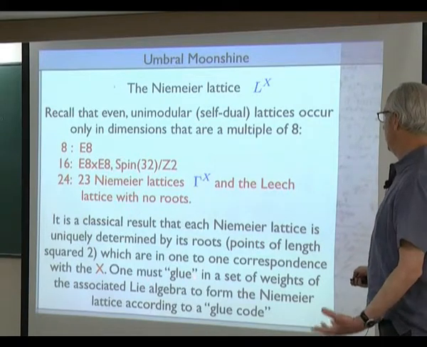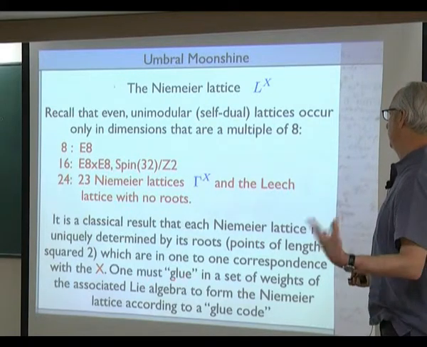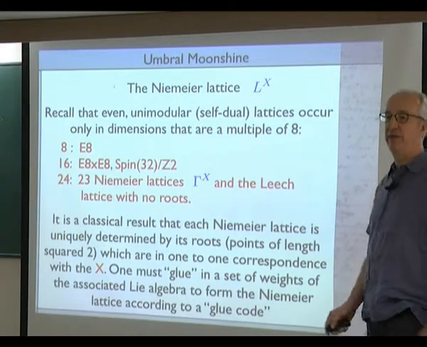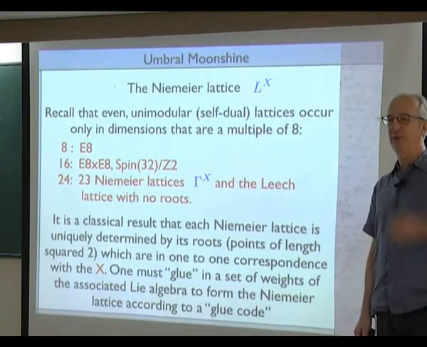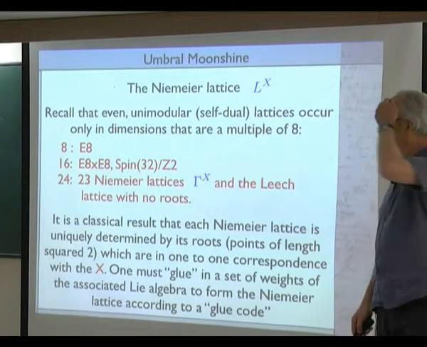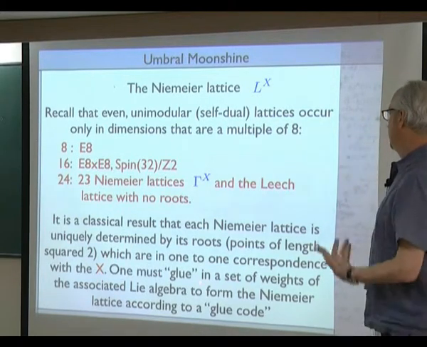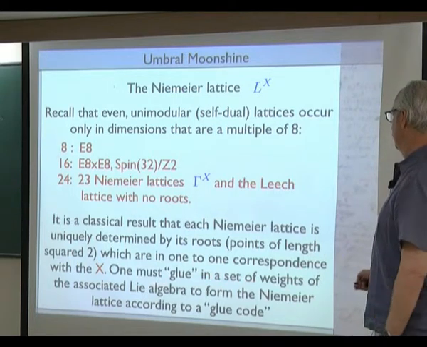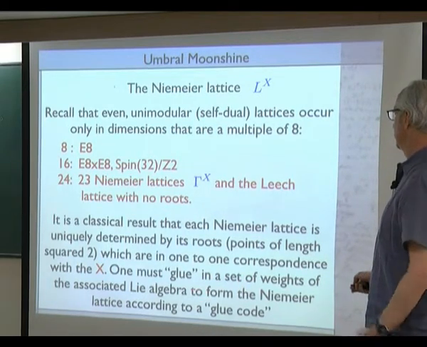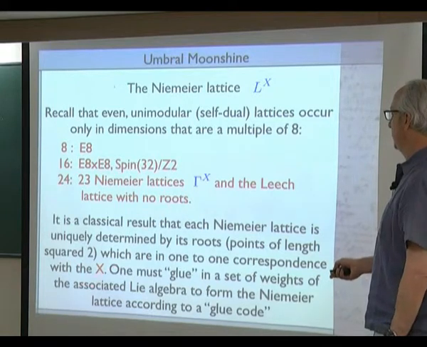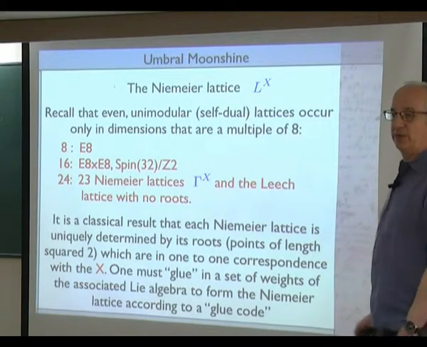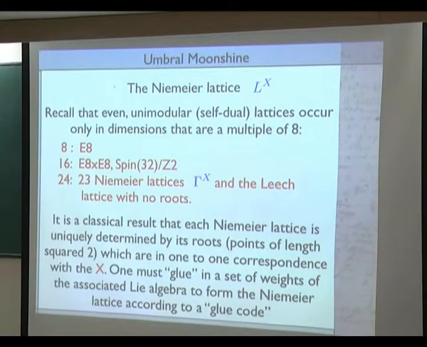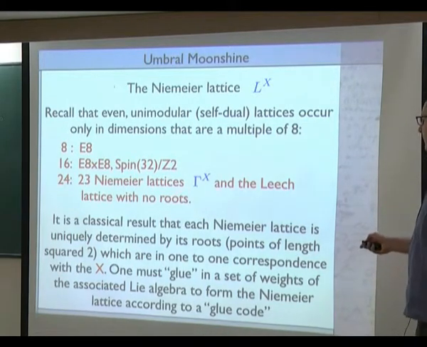And there's a complicated way to do this. There's a glue construction and a glue code, and you can read about the details in the famous book by Conway and Sloane. But the basic idea is that you keep adding in weights according to a certain rule in order to form an even self-dual lattice. And there's a proof that starting with these 23 X's, you can do that. So the first thing you can construct from this data is a 24-dimensional even self-dual lattice, a Niemeyer lattice.